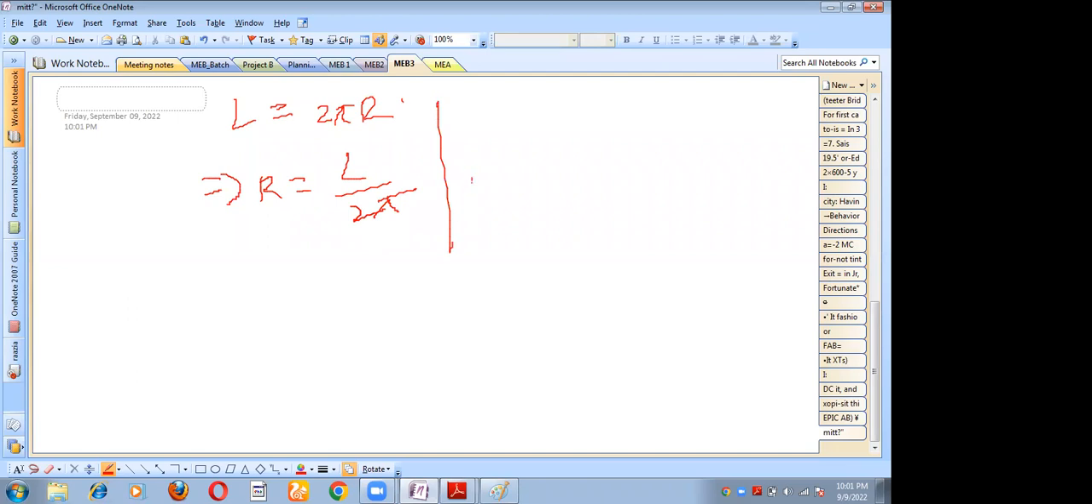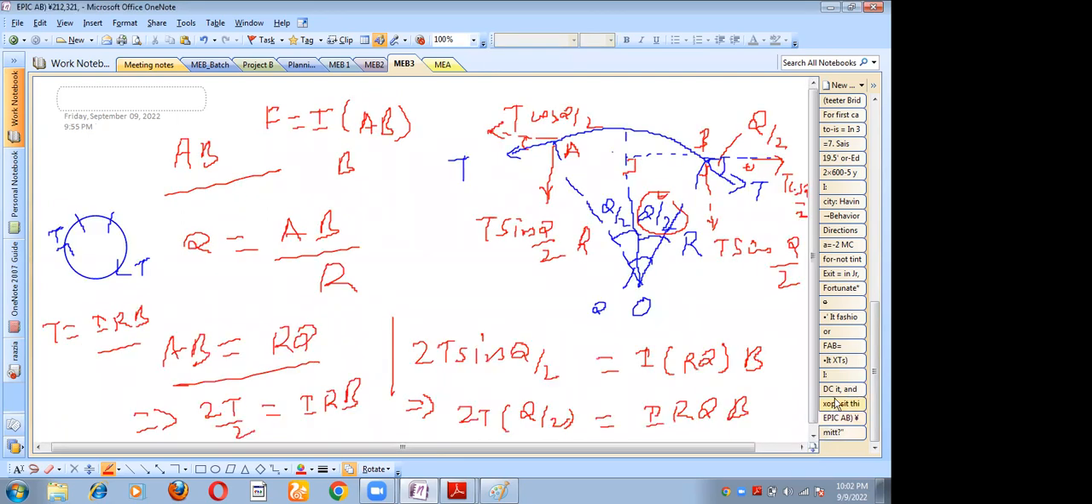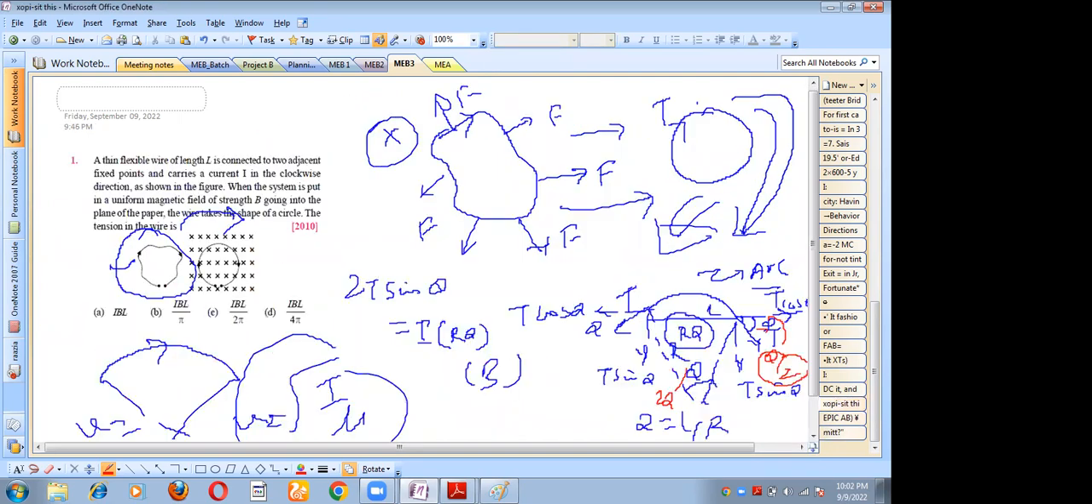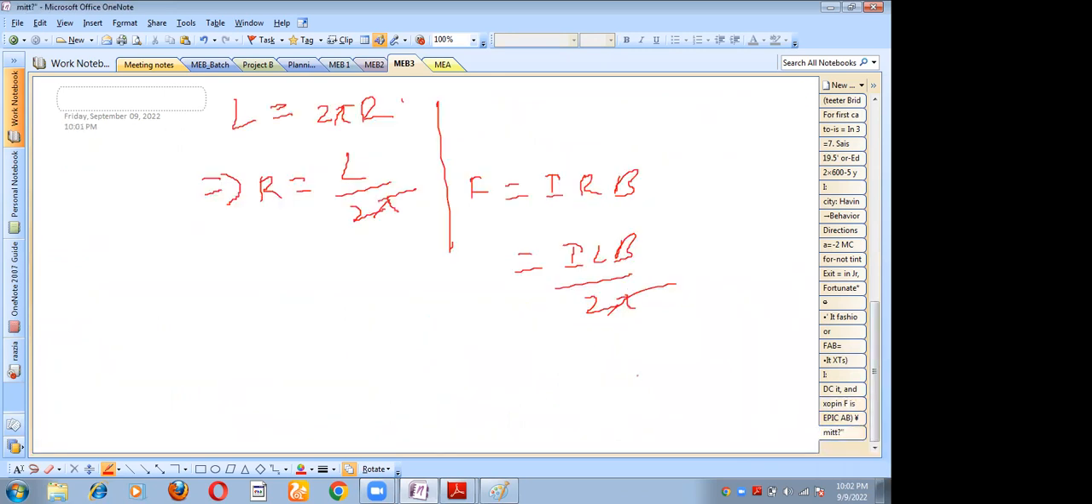Understood? So what was the force? Force was I r B. So put the value of r, you will get I L B upon 2 pi. So you can see C option was matching. I B L upon 2 pi. Understood? How we got I B L upon 2 pi? Anyone having any doubt, please ask.